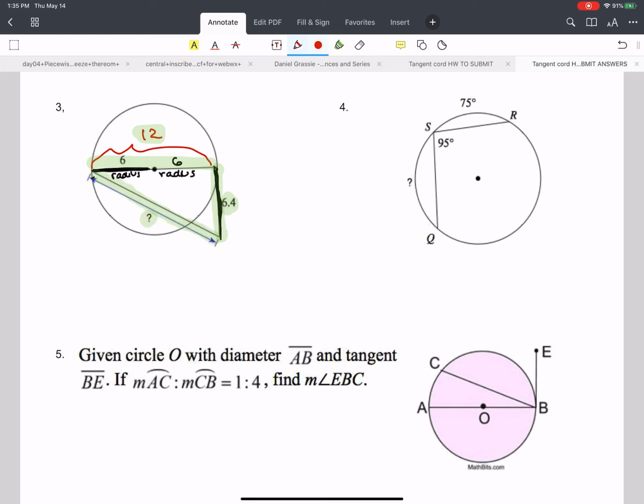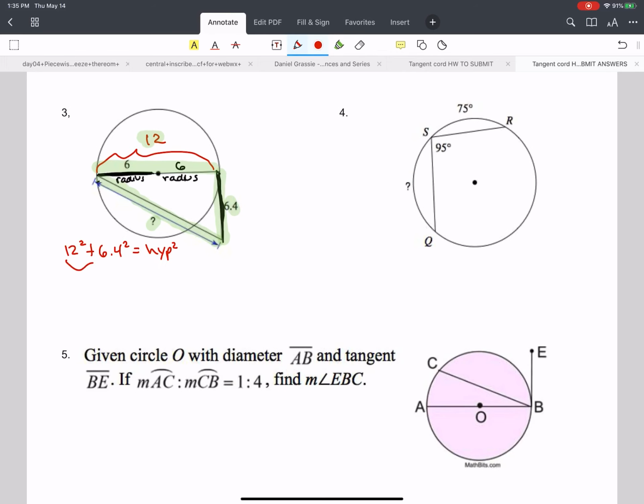So that will be 12 squared plus 6.4 squared is equal to the hypotenuse squared. So when you add these two pieces together, that's 184.96, which is equal to h squared, or x, whatever you want to call it. So I square root both sides, and I get h is equal to 13.6.